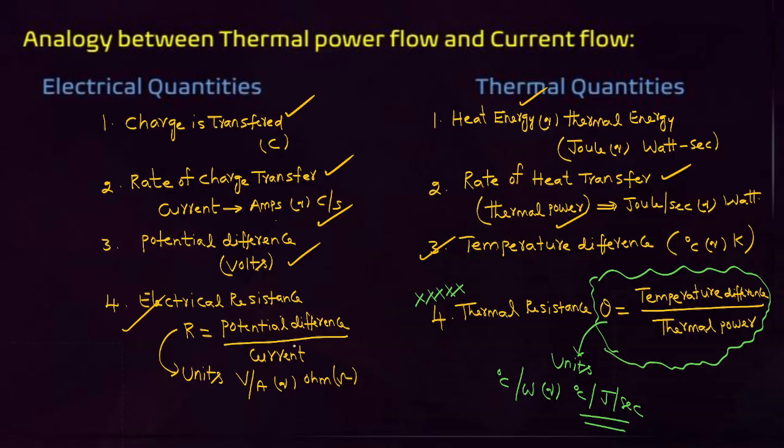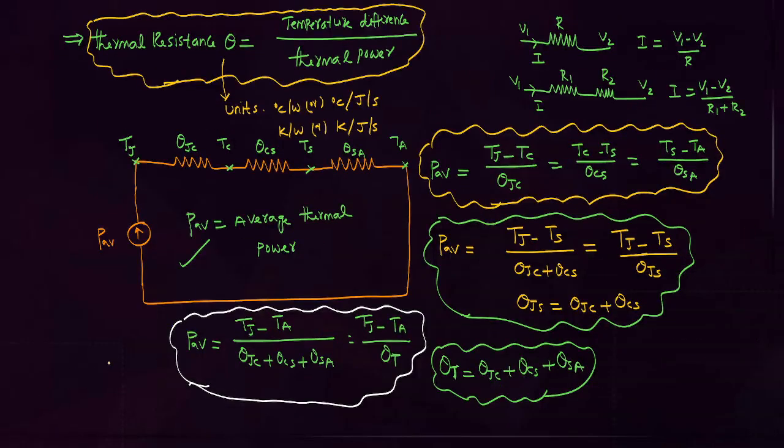Electrical resistance is potential difference by current. Thermal resistance is denoted by theta. This is important, as questions based on it come in the GATE exam. Theta equals temperature difference by thermal power, because the potential difference is a temperature difference and the current is the thermal power. Like this, we compare electrical quantities, and with this knowledge we draw the equivalent circuit. This is the heating and cooling circuit.